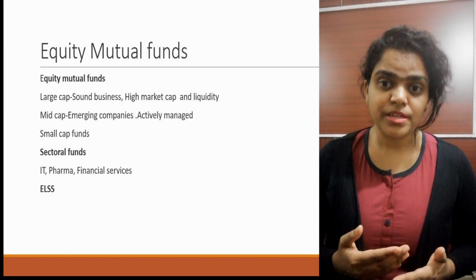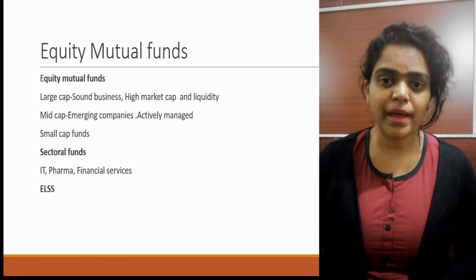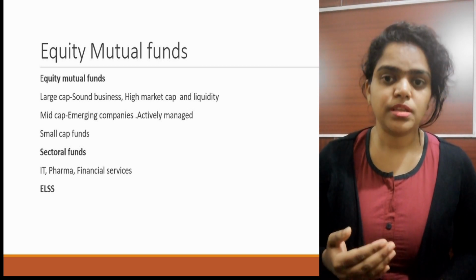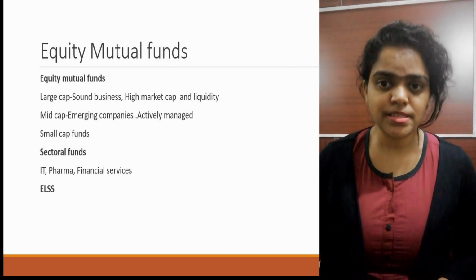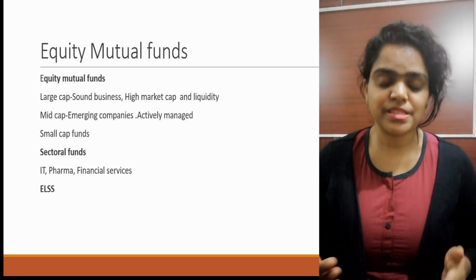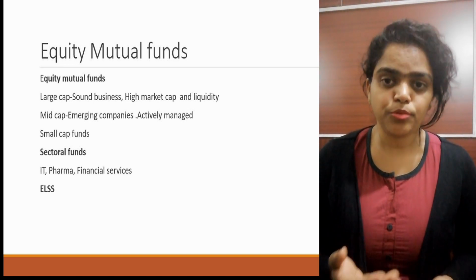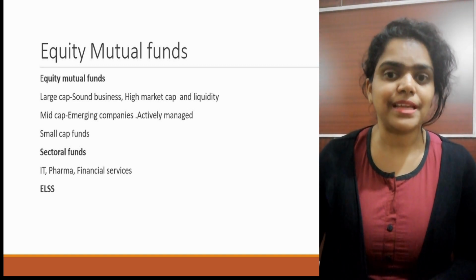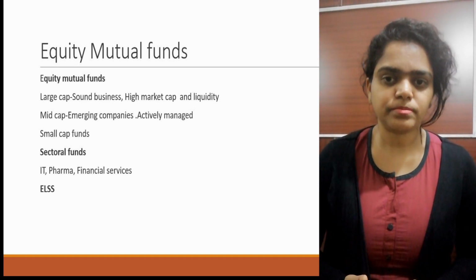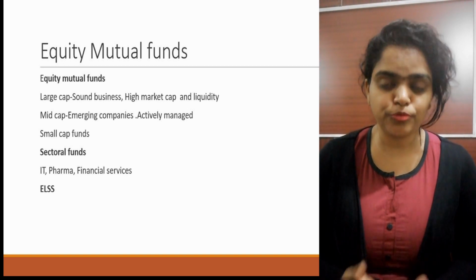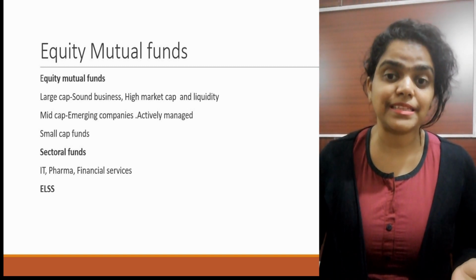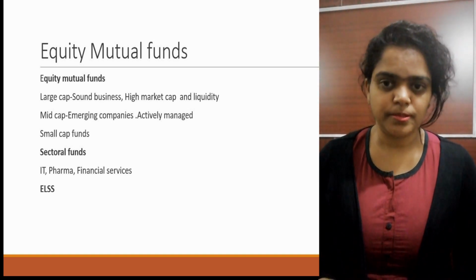Next is the different sectors. Fund manager will choose the best out of these sectors and create a portfolio. For example, the fund manager will create one mutual fund keeping all the selected IT companies together. Say the fund manager creates a portfolio keeping all these selected banks together.